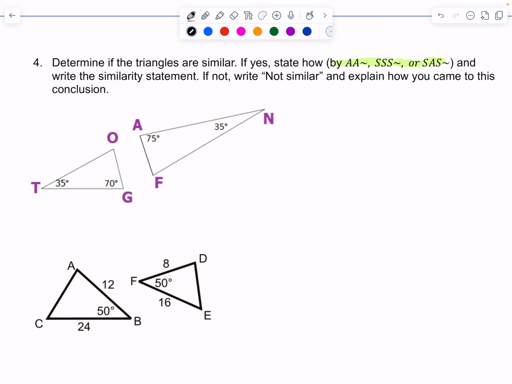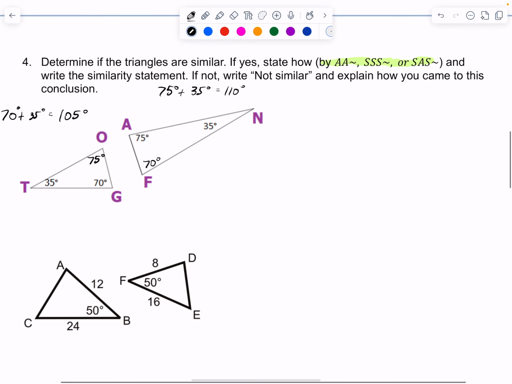Now this first one, I see in these 2 triangles, they give me 2 out of 3 angles. So I can use my understanding that the sum of the angles in a triangle is 180 degrees to find that third one. So 70 degrees plus 35 degrees, that's 105. So then this one's got to be 75 to add to 180. This one here is 75 plus 35, which is 110. So this one has to be 70. And you can see that all 3 angles are the same. So I can say that these 3 triangles are similar using angle, angle similarity.